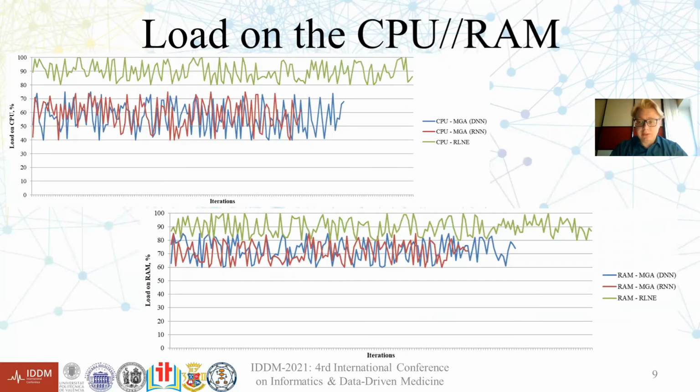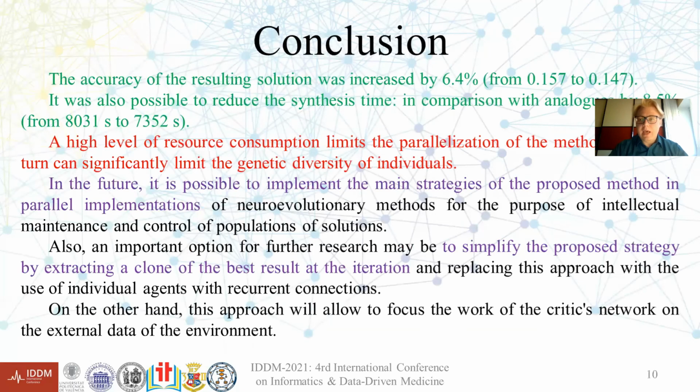On this slide, you can see a graphical interpretation of the load on the system during work, and this is not so good as the previous result, because the level of resource use, like CPU or RAM, in the case of the reinforcement learning neural evolution method is bigger than for the modified genetic algorithm. It can be a real problem in the future when we talk about using special computer clusters or multi-core systems and so on. As a conclusion, we have a number of bullets which we should discuss.